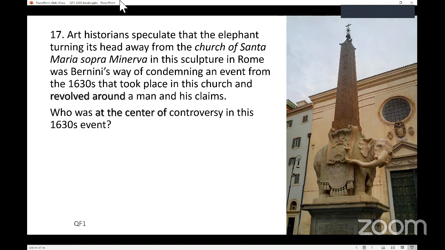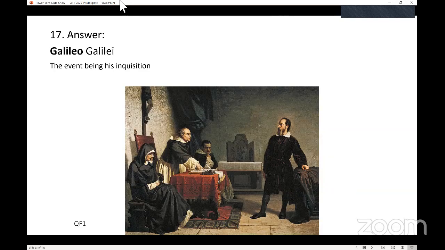Question 17. So what happened in this church in the 1630s? Who was at the center of controversy in the 1630s in this church? Asha, please go ahead. Answer is Galileo Galilei. That is correct. The event that happened was his Inquisition.